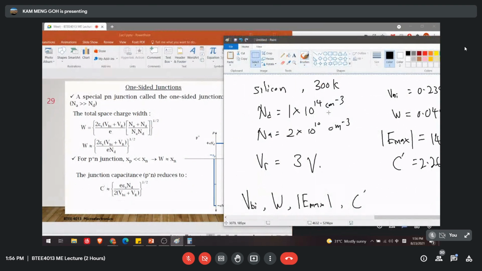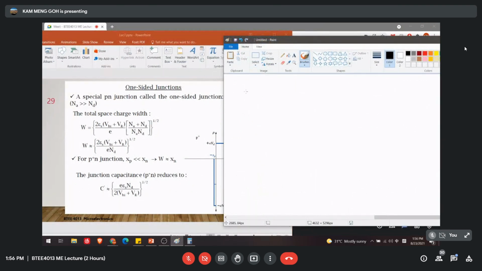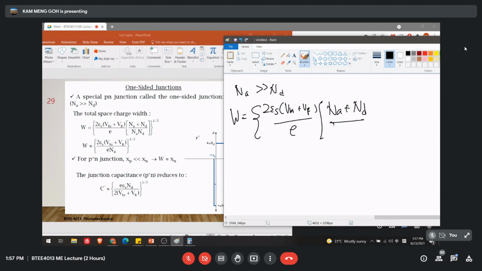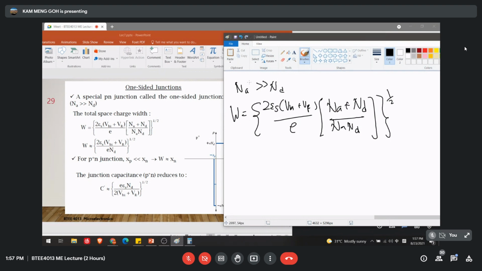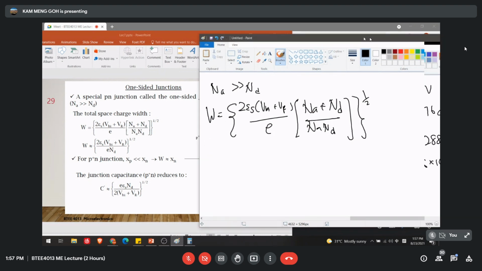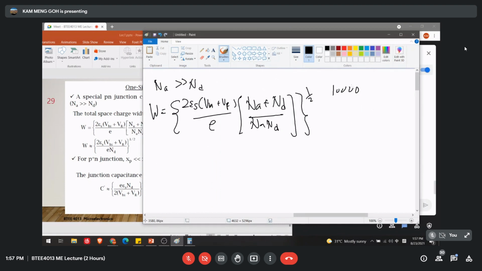What is the one-sided junction? If in some situation Na is much more than Nd, then what happens to your total width W? W equals the square root of 2 epsilon_s (VBI plus VR) over q, times (Na plus Nd) over Na Nd. In this case, if Na is much more than Nd, for example, if 1000 is Na and Nd is only 1, you can see this is much bigger.